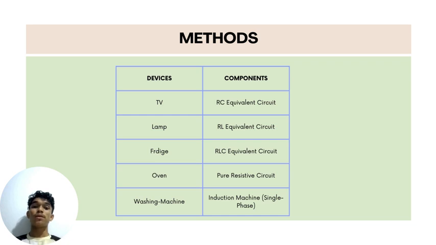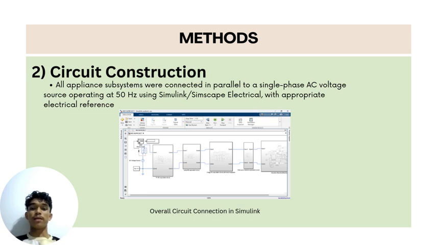Also, we can see the oven and also the washing machine. The oven stands for the pure resistive circuit, and the washing machine is an induction motor, single phase. The second thing that we can do is circuit construction. All appliance subsystems were connected in parallel to a single phase AC voltage source operating at 50 Hz using Simulink Simscape Electrical with appropriate electrical reference.